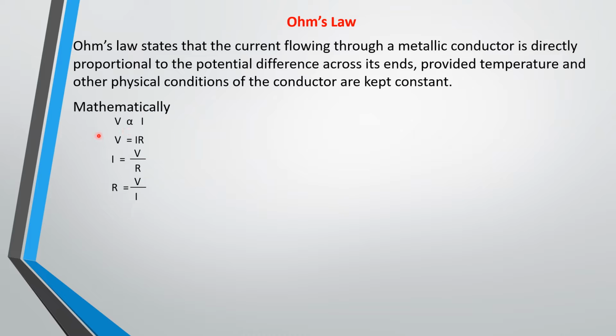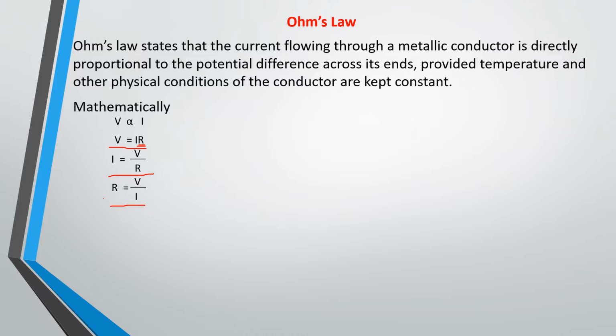Mathematically stated, current is proportional to the potential difference, and then the constant of proportionality is the resistance of the system or the resistance of the wire or the cell. So mathematically you can have I is equal to V over R, or R is equal to V over I. These equations are very key when you are talking about current electricity.